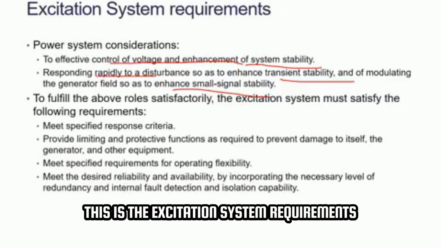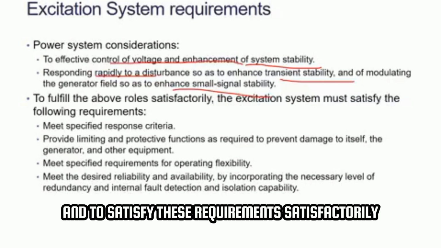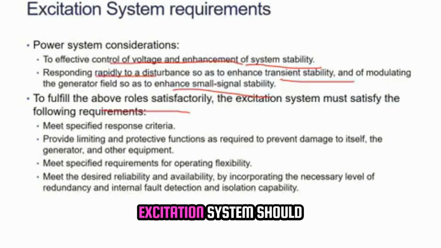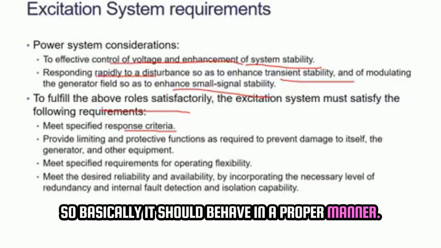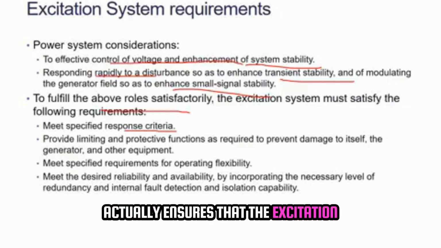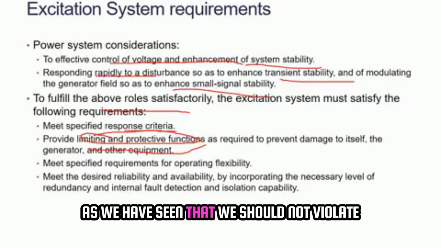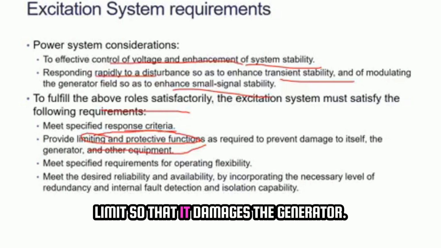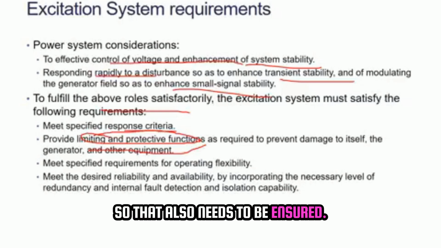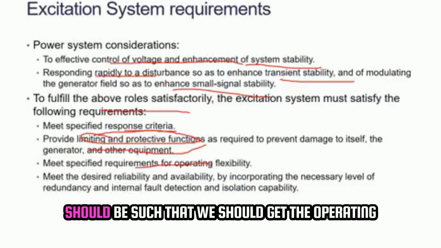This is the excitation system requirements from the power system point of view, and to satisfy these requirements satisfactorily, the excitation system should meet a specified response criteria. So basically it should behave in a proper manner. There is a control system which ensures that the excitation system behaves in a proper manner. It also has some limiting and protective functions. As we have seen, we should not violate the rotor heating limit and rotor current limit so that it does not damage the generator.